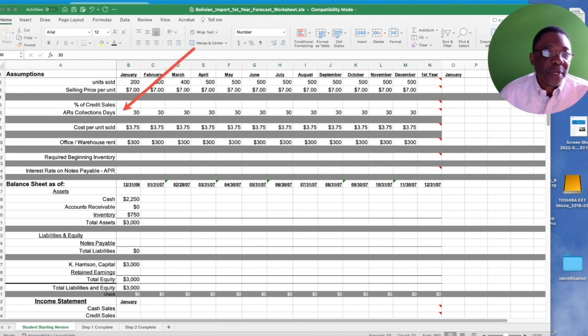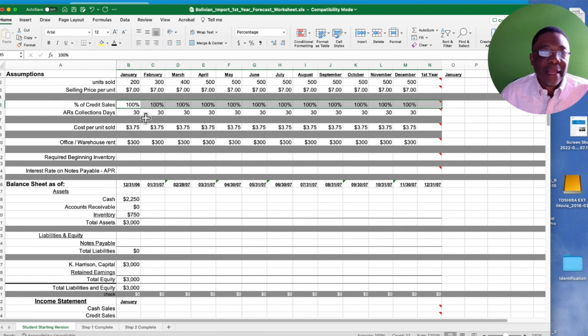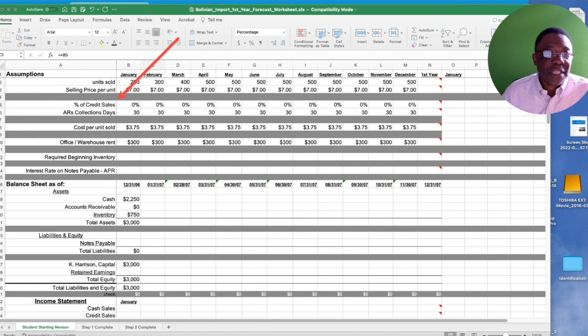So at this point, you see that I put in the accounts receivable collection days. This is the one assumption in this worksheet we cannot vary. I'm going to populate the percentage of credit sales. Now that is a number we can change, and it will impact our cash flow. Right now I have this set at 100%. I'm going to actually change this to 0% for right now. So now I've set the percentage of credit sales to 0.